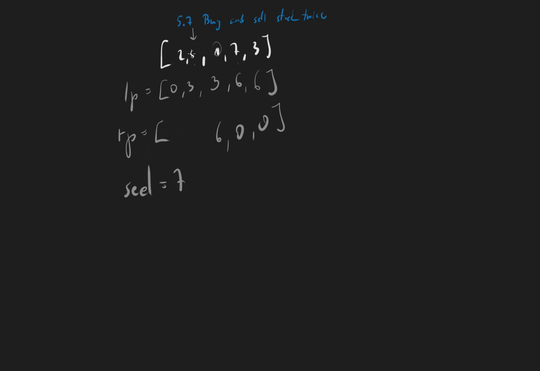Now 5. 7 minus 5 is 2. Is 2 bigger than this guy? It's not, so let's have the same guy here, and then 2. For the buy, it's 5. It's still 6. Cool. And now the last part.